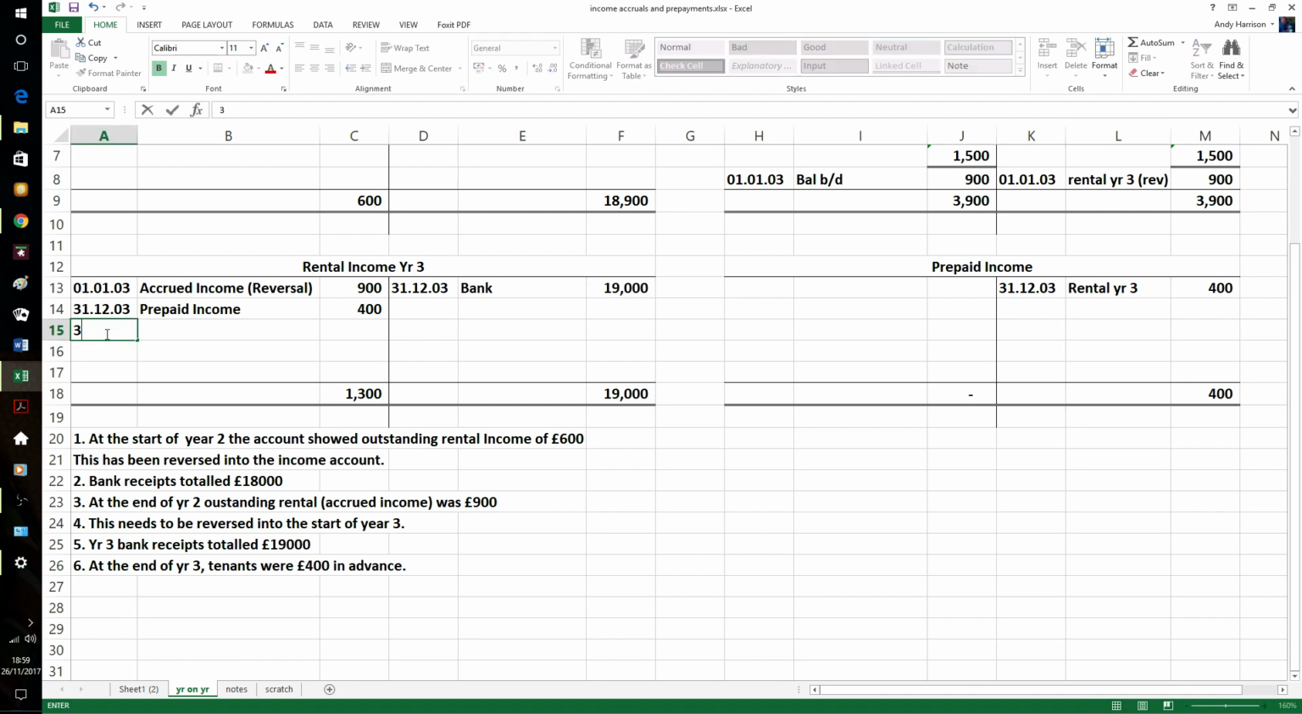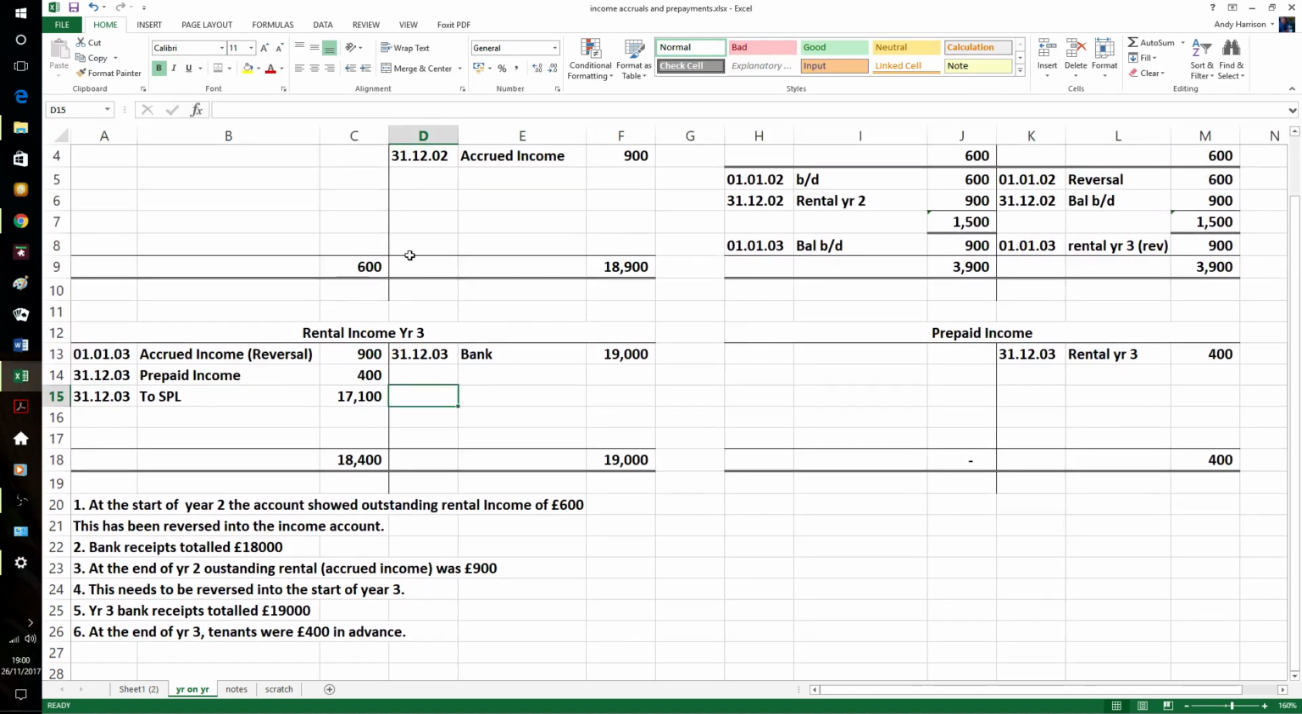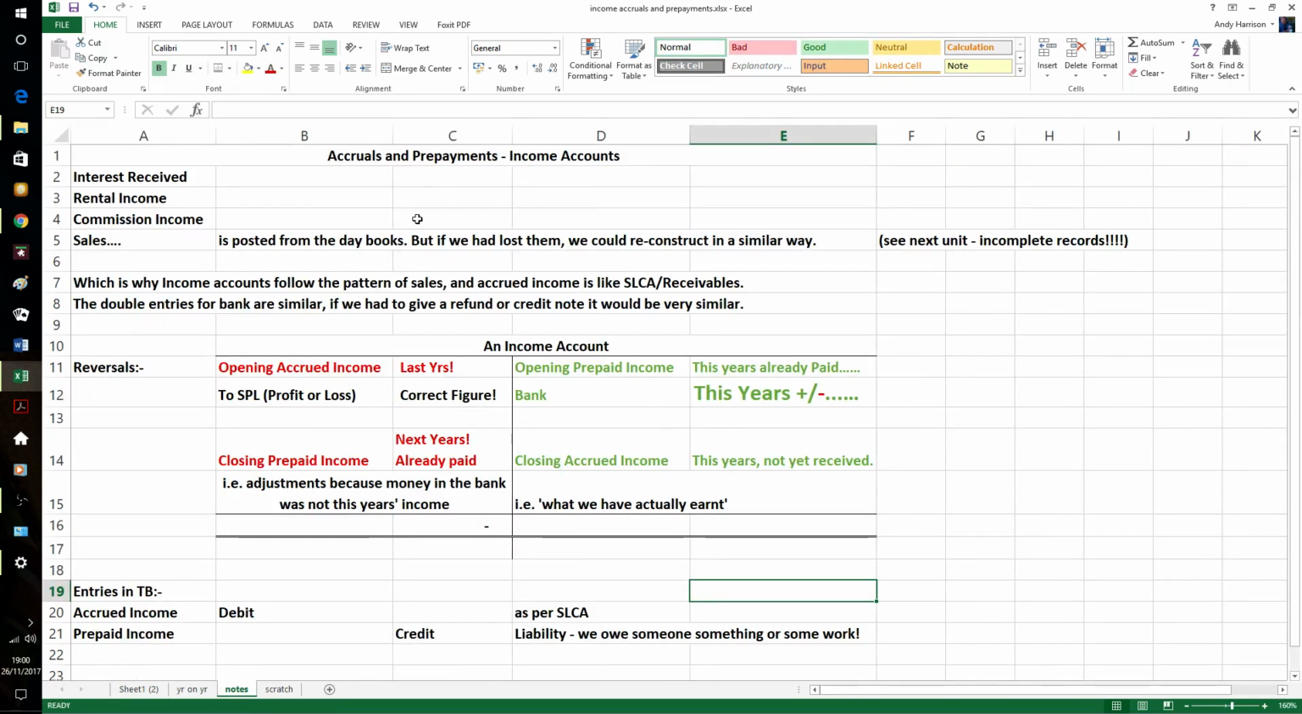And whilst we're at it, to the statement of profit and loss, the balancing figure, or balanced off. Credit statement of profit and loss, it's an income in the profit or loss account. So there aren't many other variations on the theme. There's only reversals, there's only accrued income or prepaid income. So let's have a look at what that will mean to us.